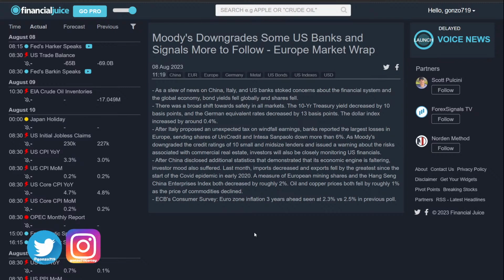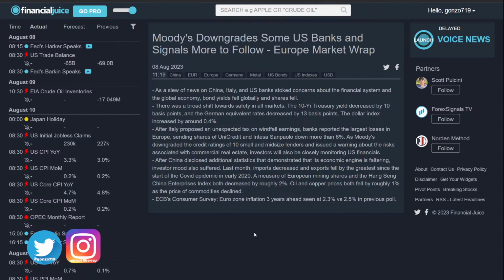Now here's the China news. After China disclosed additional statistics that demonstrated that its economic engine is faltering, investor mood also suffered. Last month, imports decreased and exports fell by the greatest amount since the start of the COVID epidemic in early 2020. So there you go, that's negative for oil. A measure of European mining shares and the Hang Seng China Enterprises Index both decreased by roughly 2%. Oil and copper prices both fell by roughly 1% as the price of commodities declined.